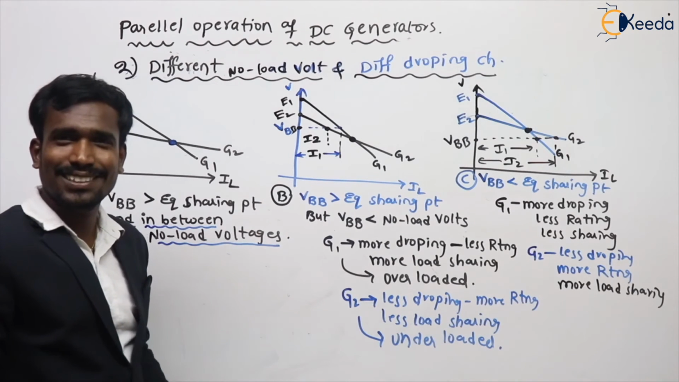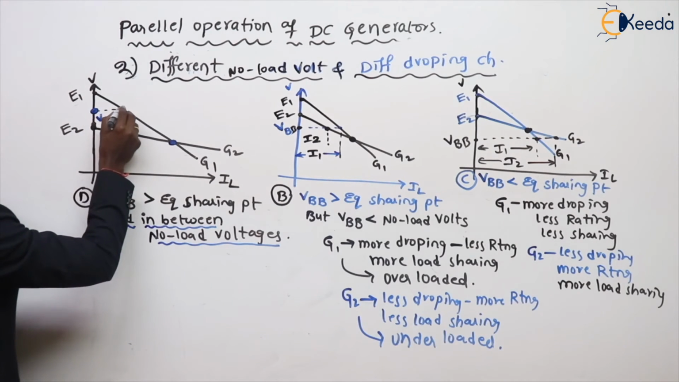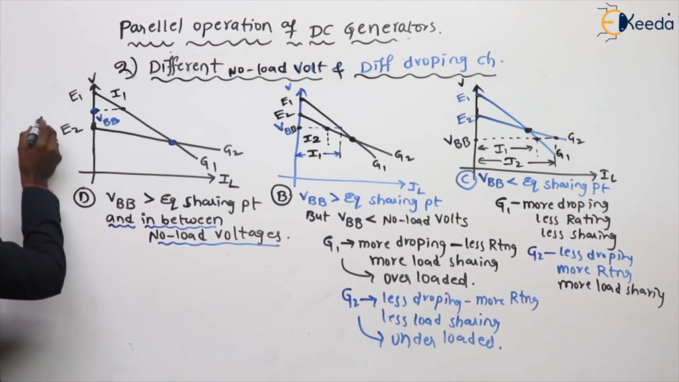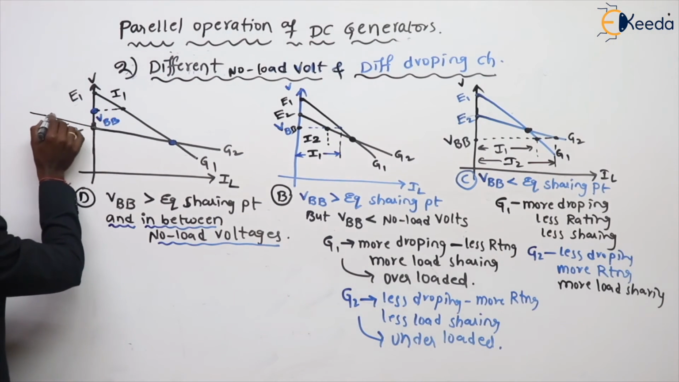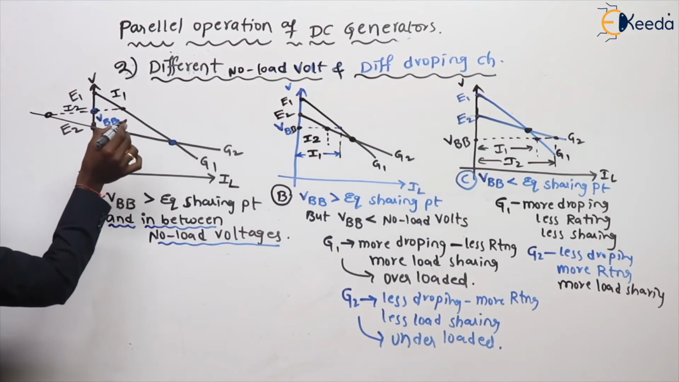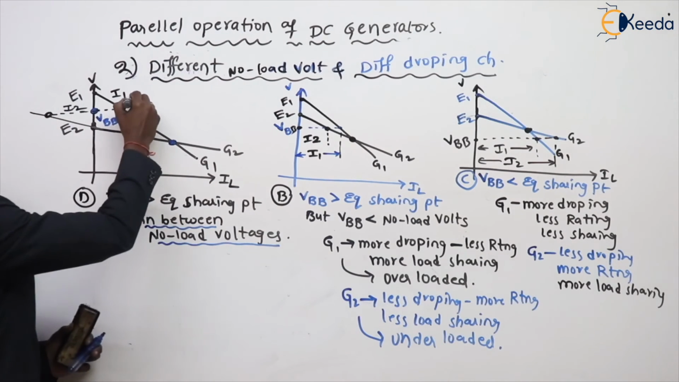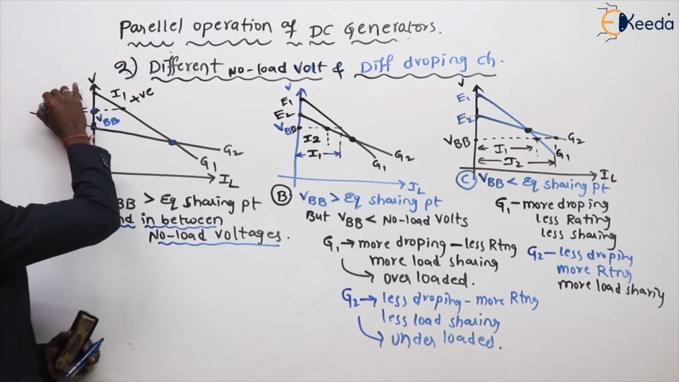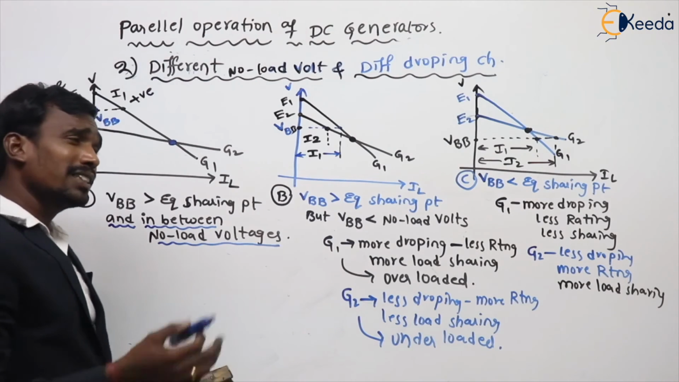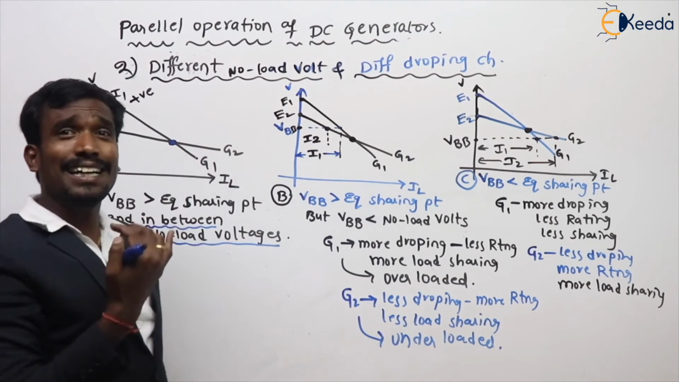Very different, right? Yes or no? So let's take here. See, this is the generator 1 sharing I1. Where is my generator 2 sharing? This is the generator 2 sharing, I2. What is this, sir? In the reverse direction. This is the positive, but this is the negative. Negative current. Positive current is nothing but delivering the current. Negative current is nothing but observing the current.